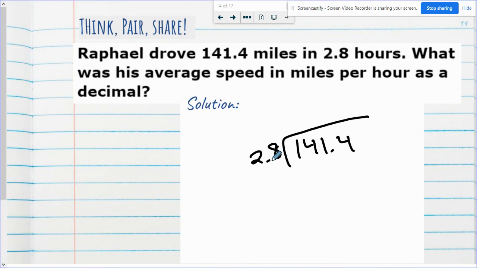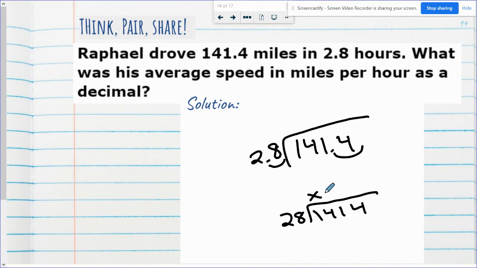When there is a decimal on the outside, we cannot leave it there. We're actually going to make a scoot. And that means that 2.8 is now going to be a 28. But to keep things fair, if we make a scoot on the outside, we're also going to make a scoot on the inside. So that 141.4 is going to become 1,414. And now we divide like normal.